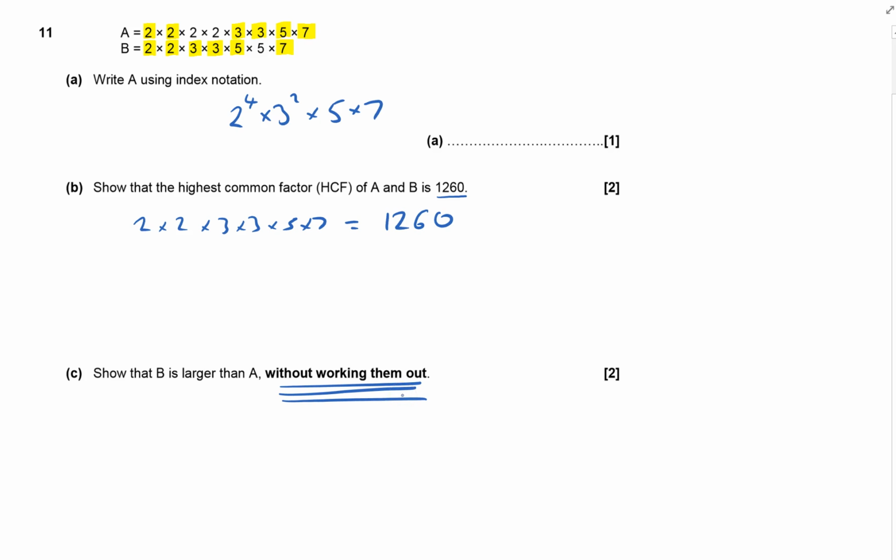Show that B is larger than A without working them out. When it's bolded like that, it actually means without working them out. And so what I've got here, well, actually the highlighting way has really helped it, because A, the bits I've highlighted there, we just know come to 1260.